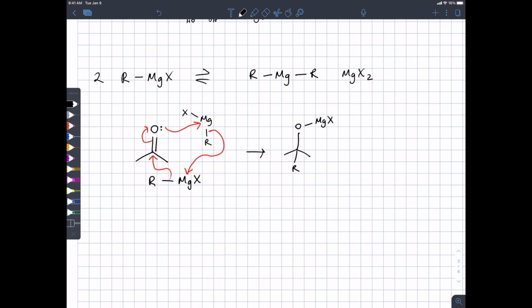And so you still only react one Grignard reagent, but you needed 2 of them to make the thing go. That's not always the case, but in some cases the kinetics are consistent with 2 Grignard reagents being involved.